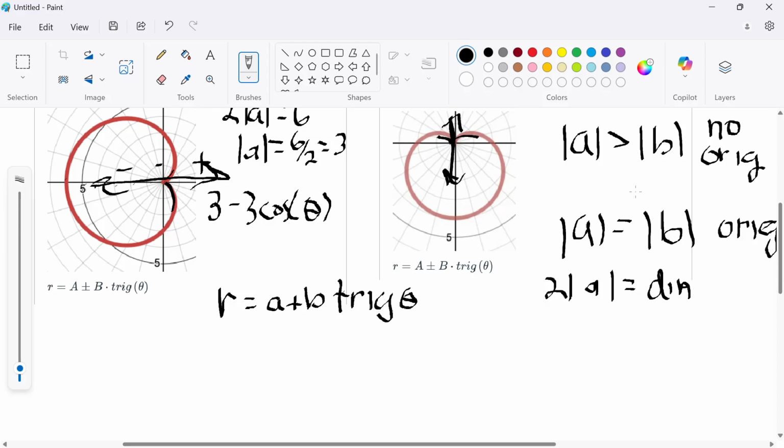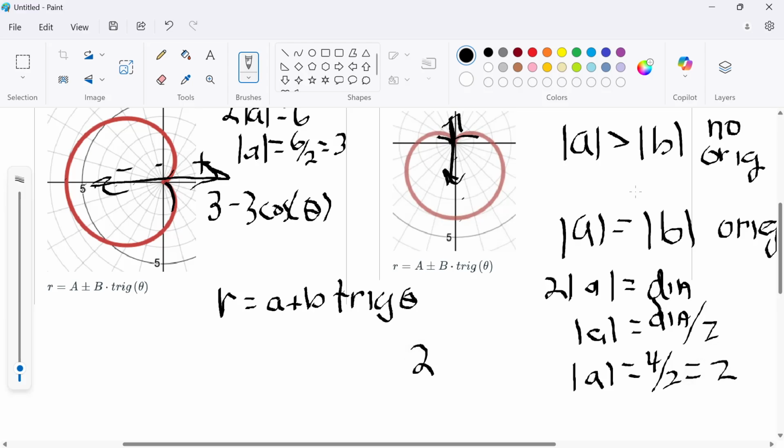I guess I could also say that absolute value of A equals the diameter divided by 2. So in this case, the diameter is 1, 2, 3, 4. Absolute value of A equals 4 over 2 equals 2, so A is 2. And then B is also 2. I don't know what the trig is yet.